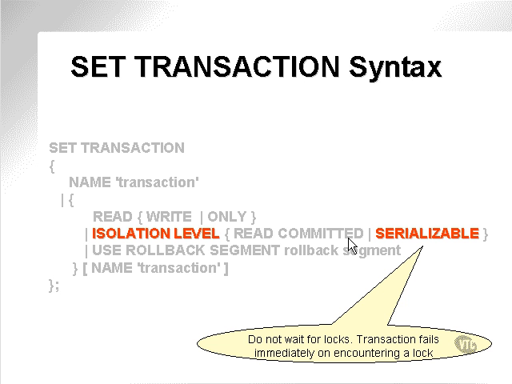Serializable is a different form. Person B will not wait for locks, it will not wait for release of locks, or commit or anything. It will simply abort the transaction.